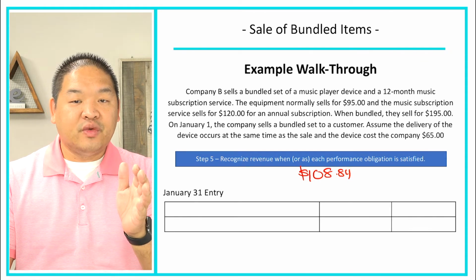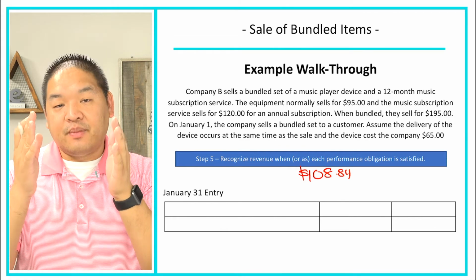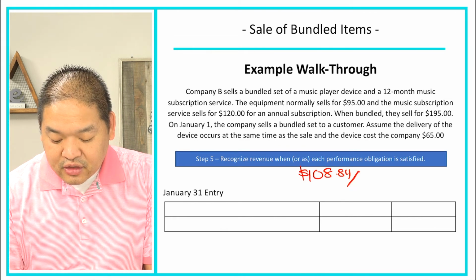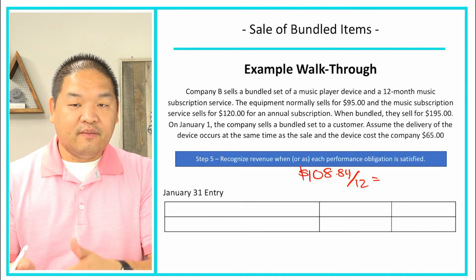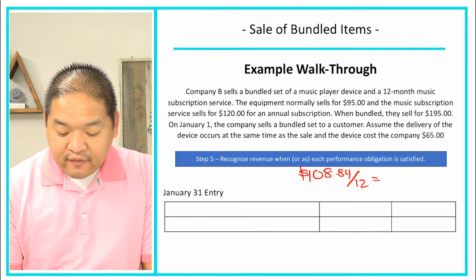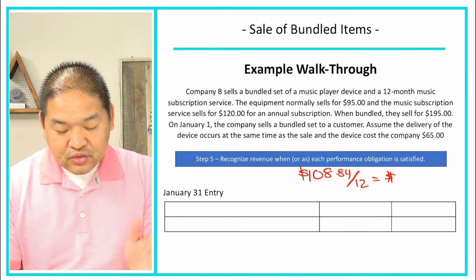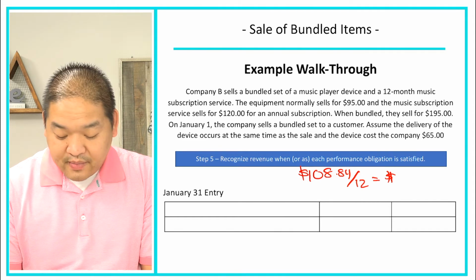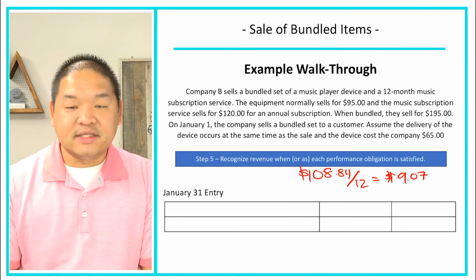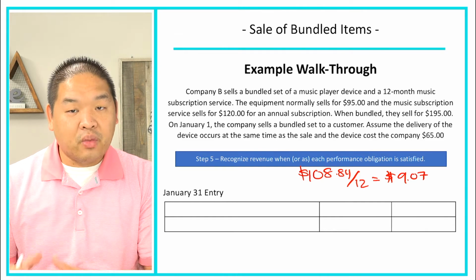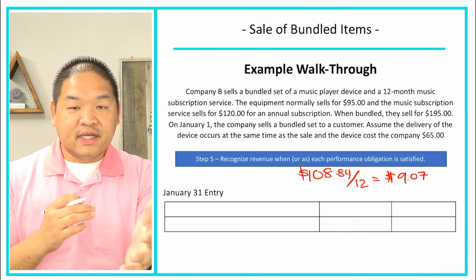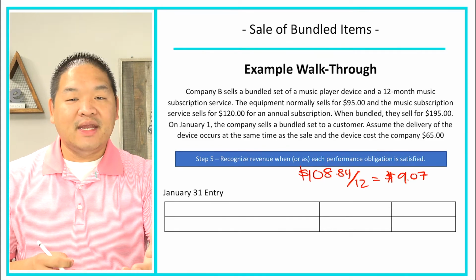To find out how much we've actually earned, we'll divide it on a per month basis. So in this case, there are 12 months in a year and 12 months to the subscription. So every month that the customer is using this subscription, we are making $9.07 in revenues. So that would be our revenue amount. So in this case, we have a revenue. Now we're not getting any cash from the customer.